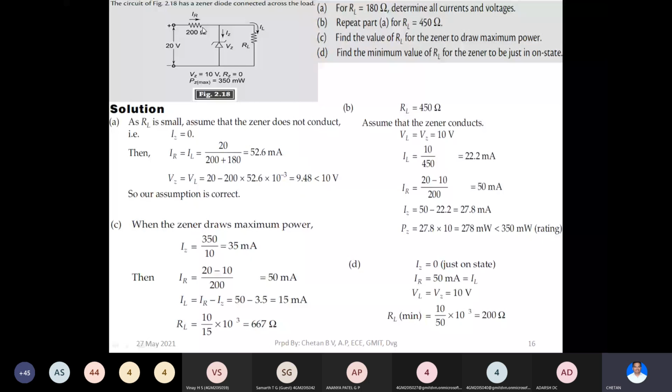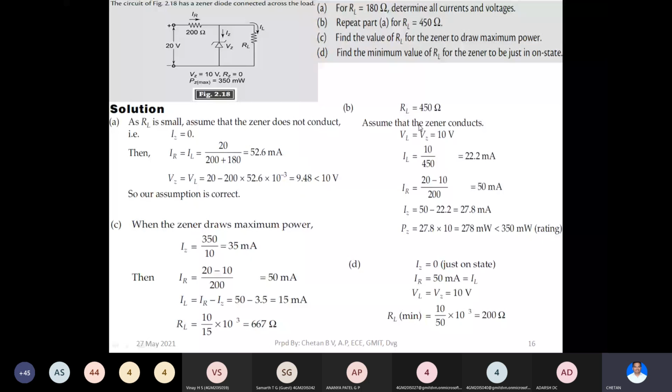Therefore, you can find out this Vz as 20 minus the potential drop across the 200 ohm resistor. The voltage drop across this can be found out by multiplying the value of current IR with the resistance 200. So that is what we have done here, and it is around 9.48 volt, which is less than 10 volt. What is 10 volt? 10 volt is the value of Vz. So beyond this 10 volt only, this Vz will conduct. As the voltage is less than 10 volt, our assumption is correct. Next, we have found out the value of RL to be slightly higher than this first case.